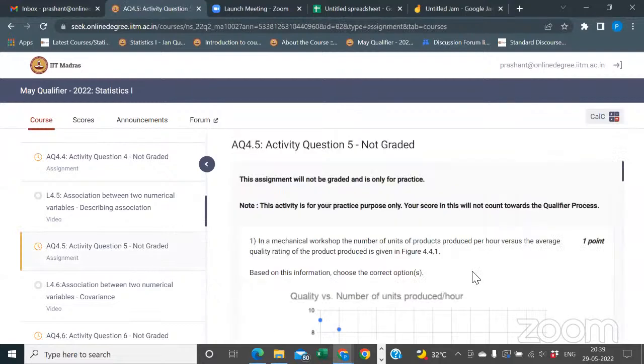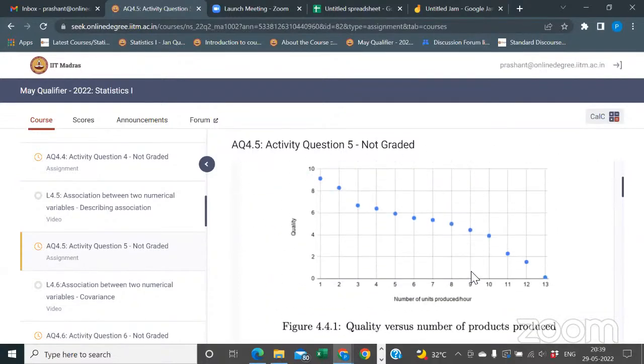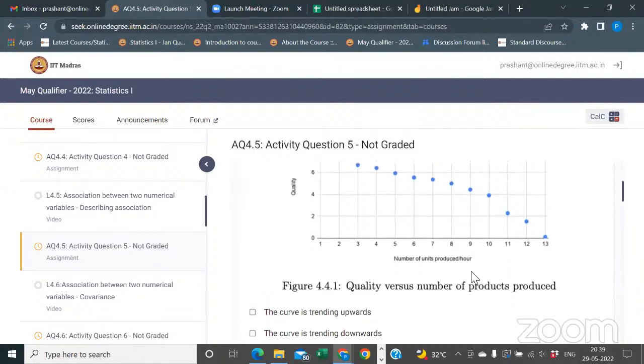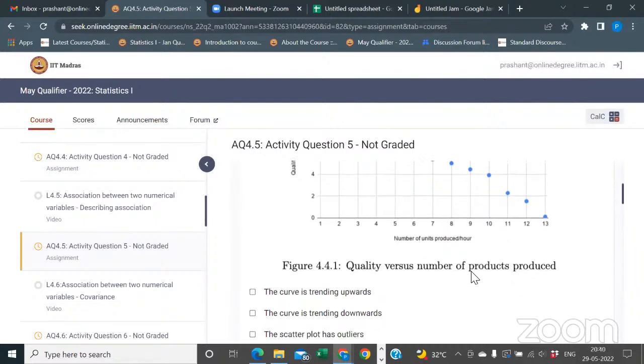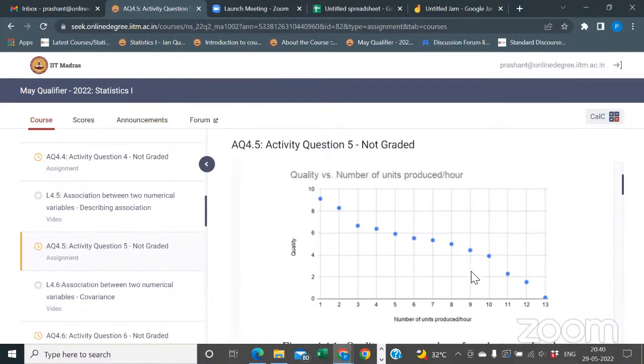In Activity 4.5, question number one, the graph is showing a trend going down. Why is it a curve or linear? Is it exactly linear or not? Exactly not, because it's missing. You can say it's approximately linear, or some curve is there, but it's not exactly a curve either.